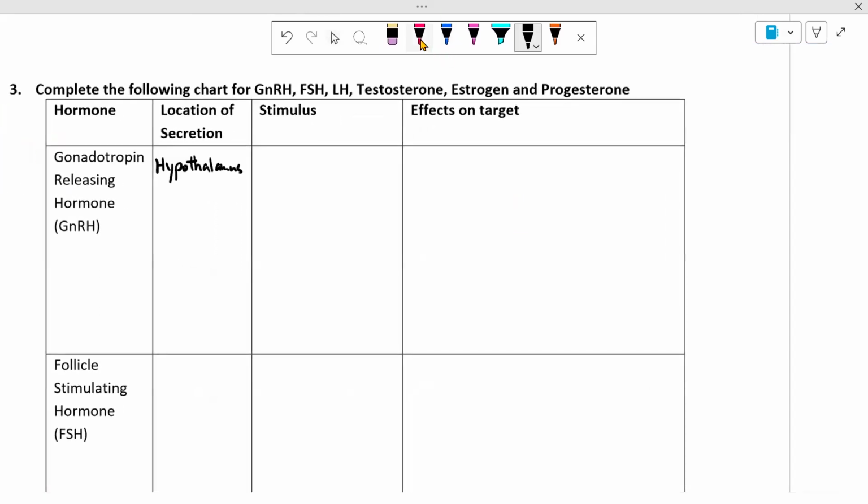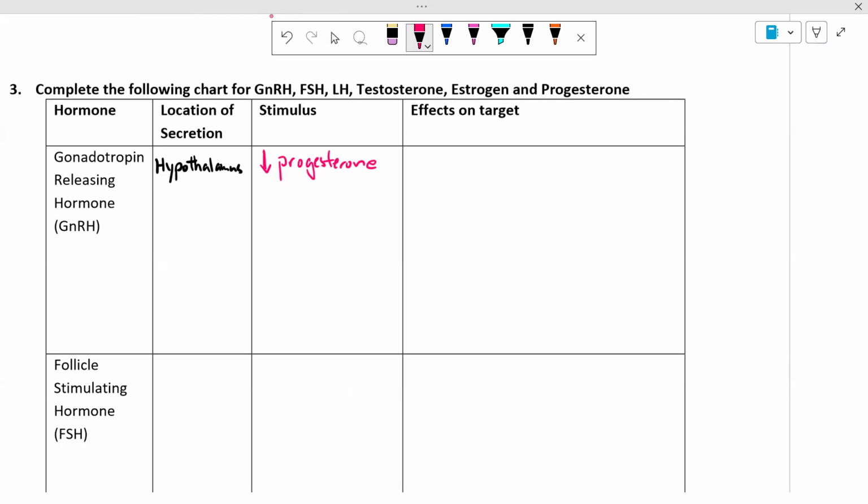Okay, stimulus. Well, it's gonna be different for male and female. For female, I'm gonna just use red. Use whatever color you want. For female, it is going to be a drop in progesterone. Remember, the progesterone has a suppression on the GnRH. So if you drop the progesterone level, you lift the suppression, and then you will release GnRH.